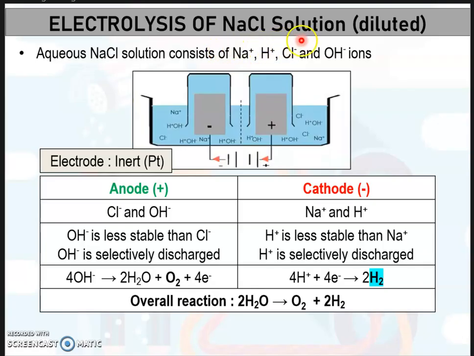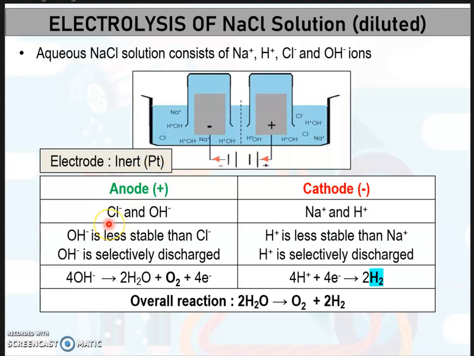For electrolysis of dilute aqueous sodium chloride, in the electrolyte we have these ions. We have sodium plus, we have hydrogen from the water, we have chloride ion, and we have hydroxide ion. So we need to refer to the table. Again, we still use an inert electrode, the platinum electrode.